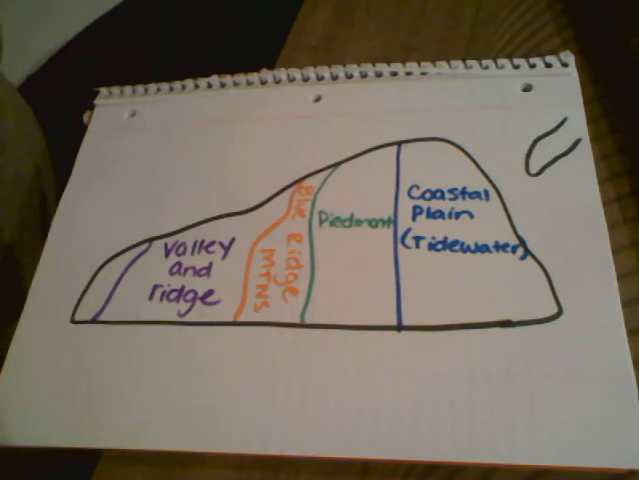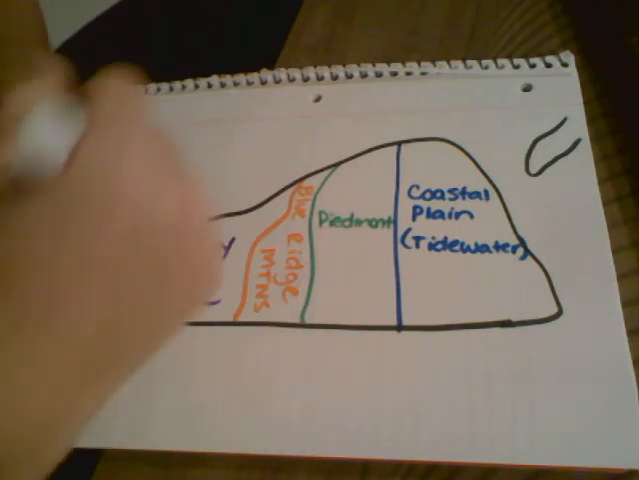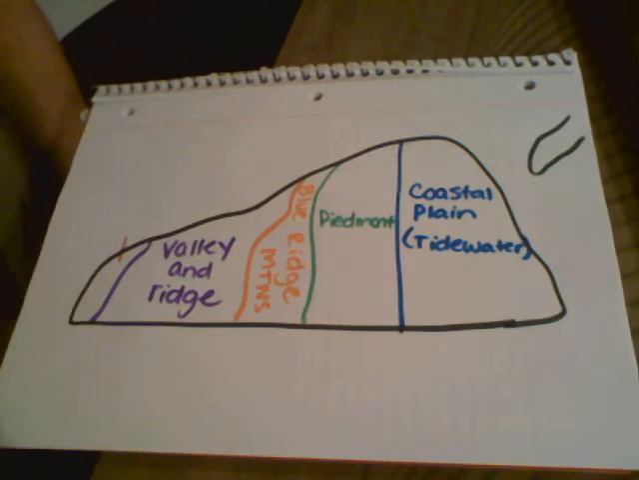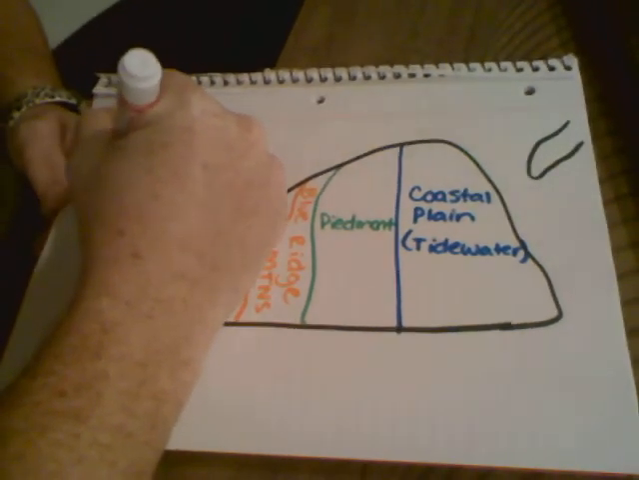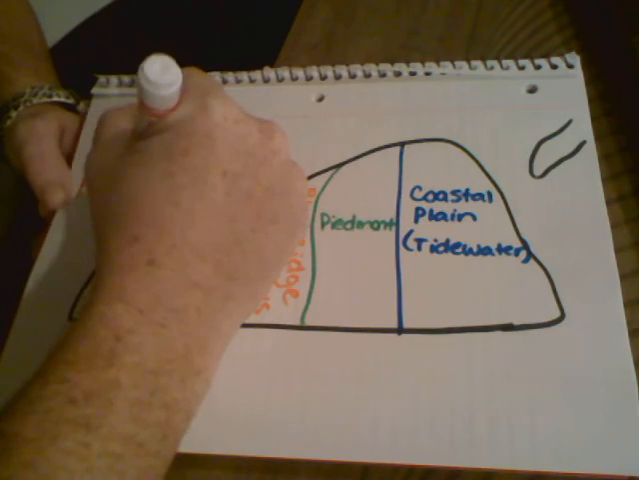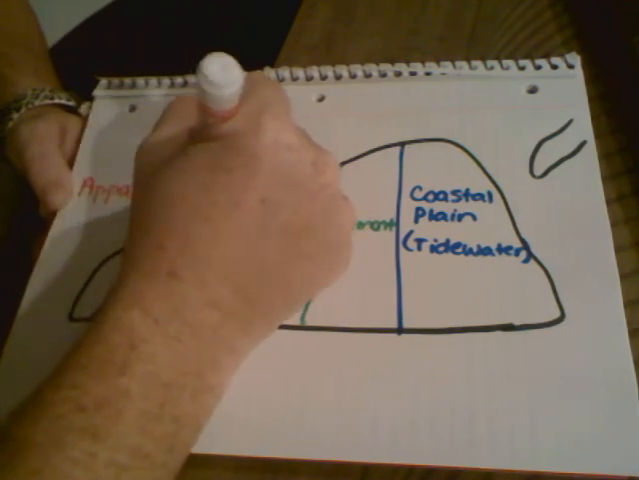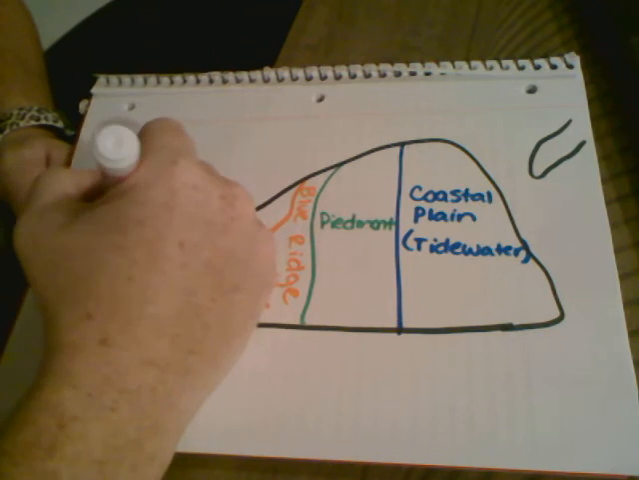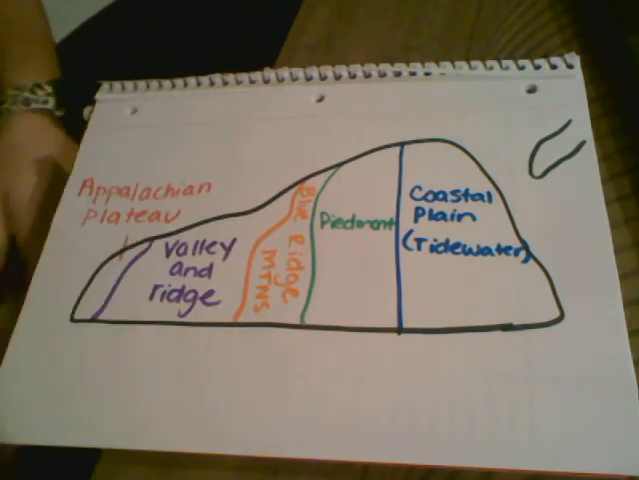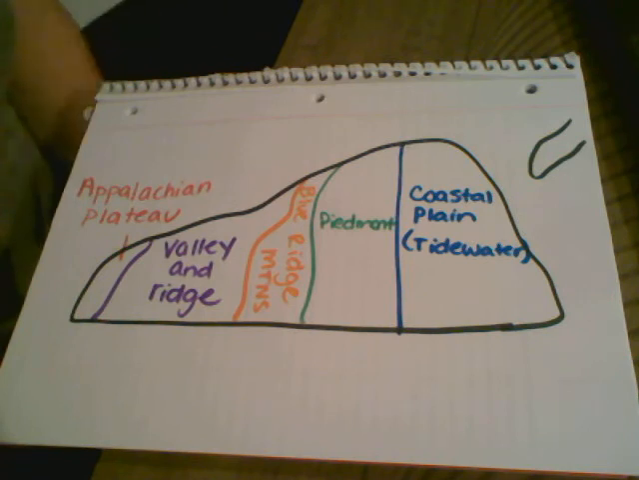Okay, and looking for another color. What did I use? I use red. And this region right here, I'm just going to draw a line to it. This is called the Appalachian Plateau. And that is a really big word to spell, so I wrote it a little bit big so that you guys could see how to spell that. The Appalachian Plateau. There's not a lot to that region. I think just a little bit of coal.